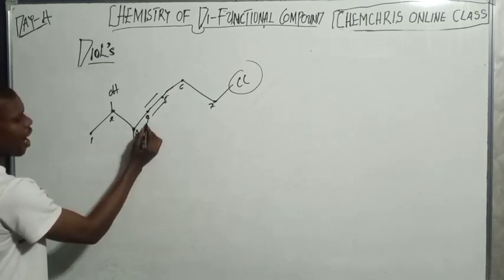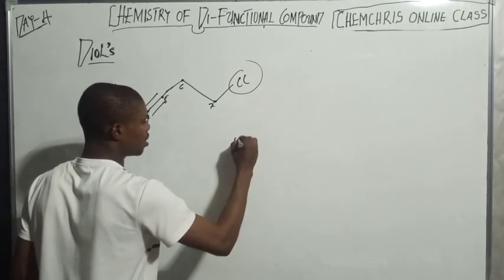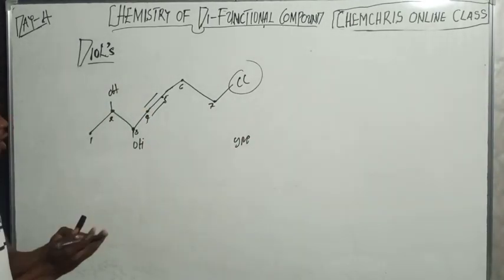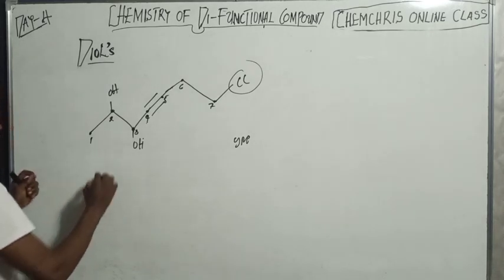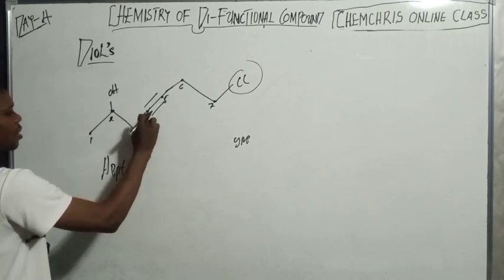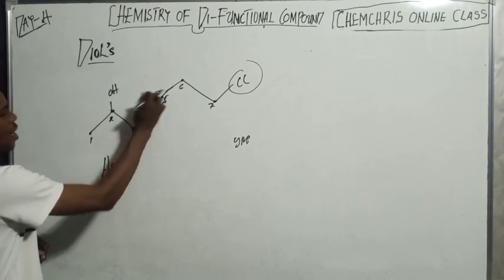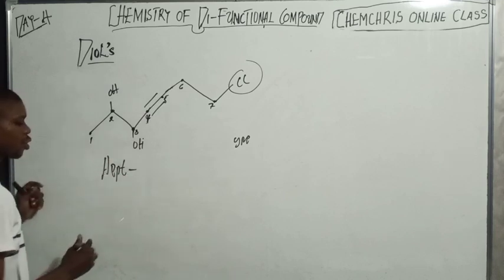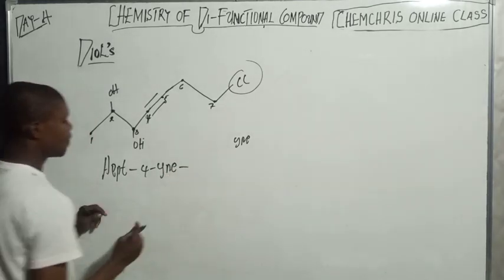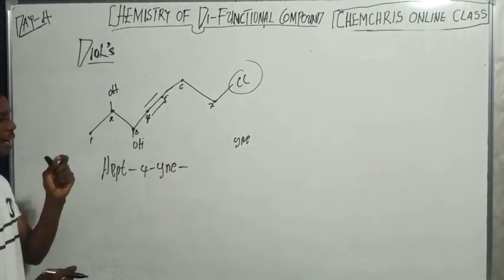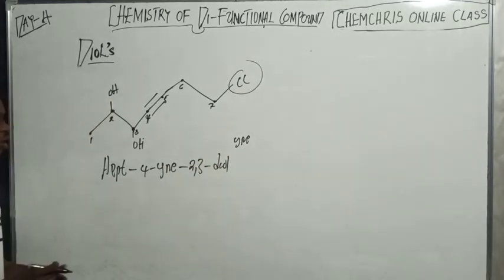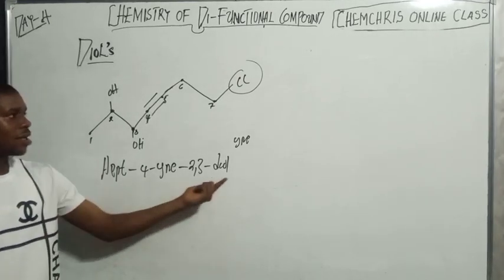It's okay. I have a chlorine group. It is an alkyne, which means yne, right? So what is the parent name? The parent name is going to be hept. Now here we have a triple bond. The triple bond is at carbon 4, so it's going to be 4-yne. Then I count about 2 and 3, I have my OH, so it's going to be 2,3-diol. So it's going to be hept-4-yne-2,3-diol.